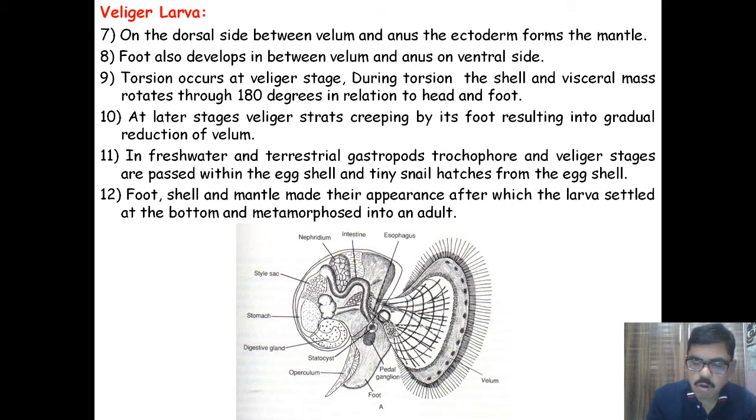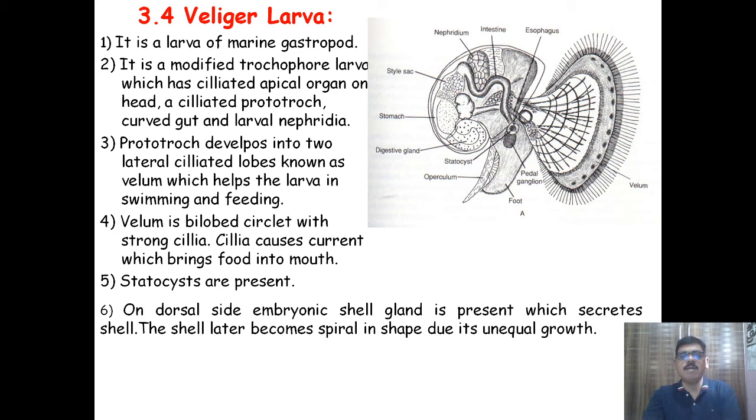So, if you observe the structure of these veliger larvae, this larva is of the gastropoda. This is a modified trochophore larva. It has the ciliated apical organ on the head, and that we call the prototroch. It has the curved gut and the larval nephridia. The velum is a bilobed structure, a bilobed circlet having strong cilia which cause the current and bring the food towards the mouth.